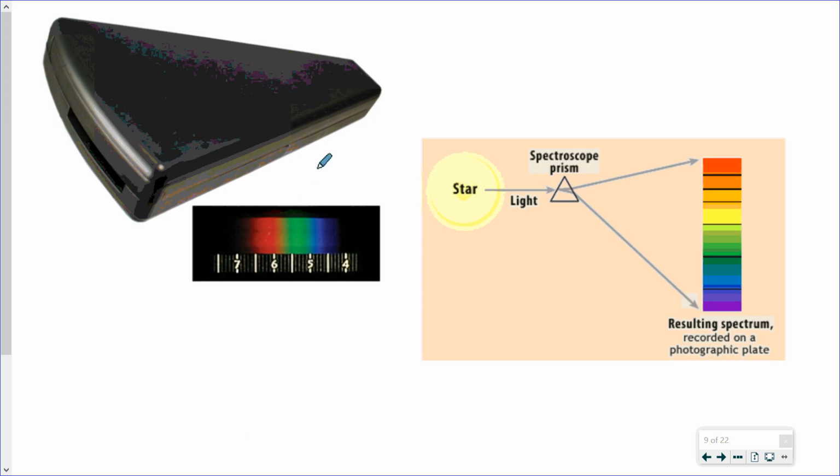So in the classroom, we use a device that looks like this. It's about 15 centimeters long and maybe 10 centimeters high. What you do is you point this toward a light source, and then you look in this end. So this here is called a spectroscope. And what it does is it takes that light that's coming in, it passes it through essentially a prism or a diffraction grating, and it creates a rainbow.